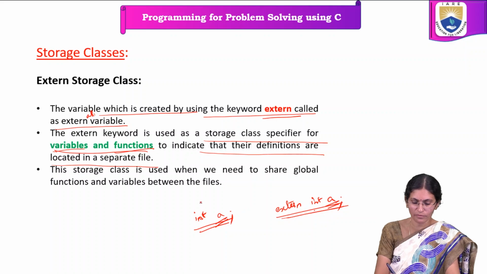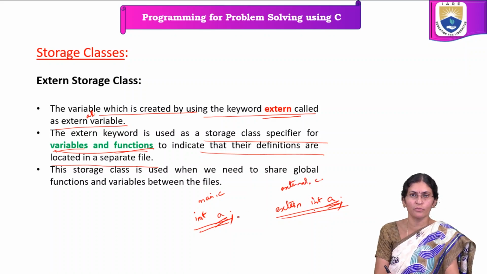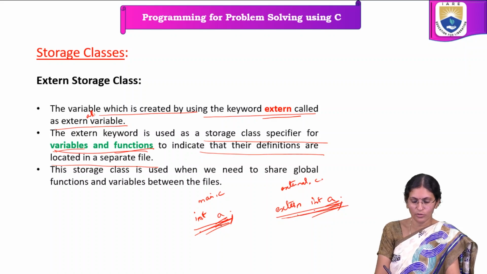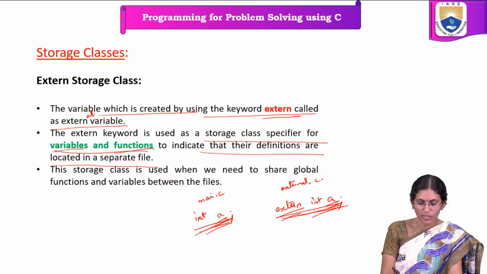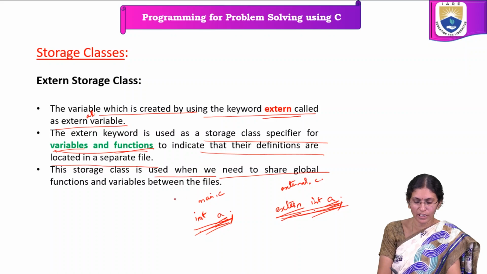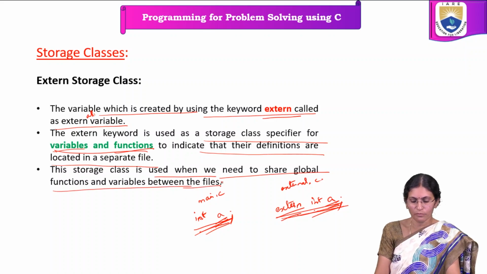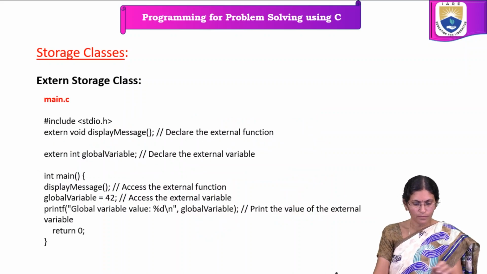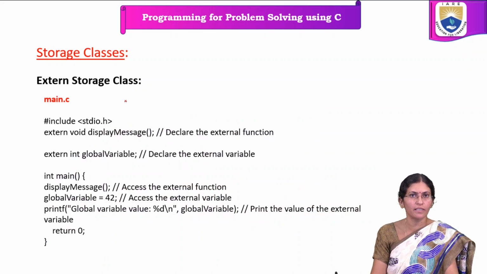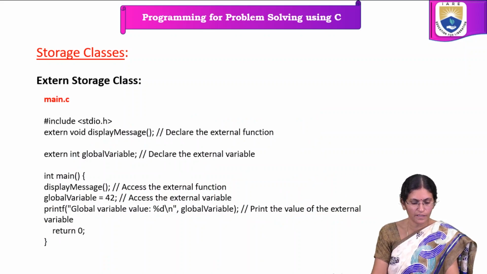Suppose this is a variable which has been defined in another file. So this is main.c, and this is external.c. These are two different files, in one of which the variable has been declared, and in the other, if you need to use this variable, you can use the keyword extern. So this storage class is used when we need to share global functions and variables between files, and this variable needs to be a global variable. To illustrate this external storage class, we'll see one program here.